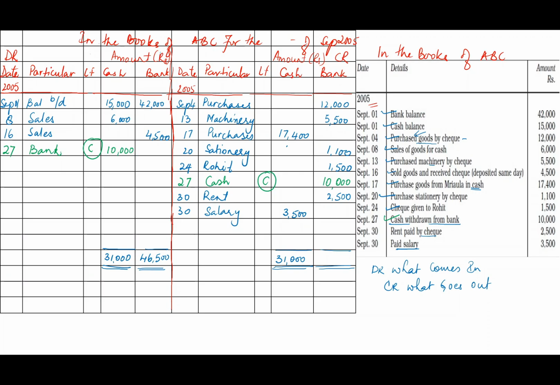Definitely my credit side is less, so that's why I've taken the debit total first, and this is 46,500. Guys, be ready with your calculator. Let's total how much is the amount balance. So I'll say 31,000 minus 17,400 minus 3,500 gives me 10,100. And what you write, last day 30th September, you will say balance carried down 10,000.